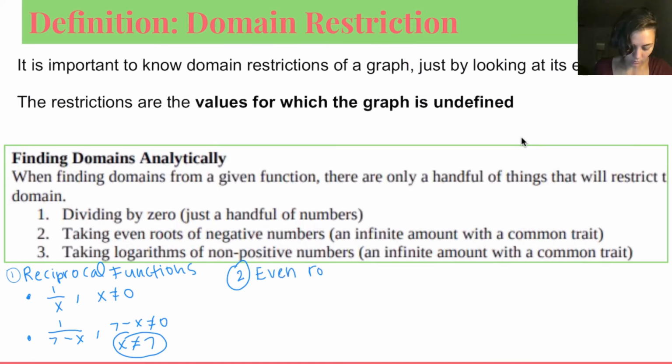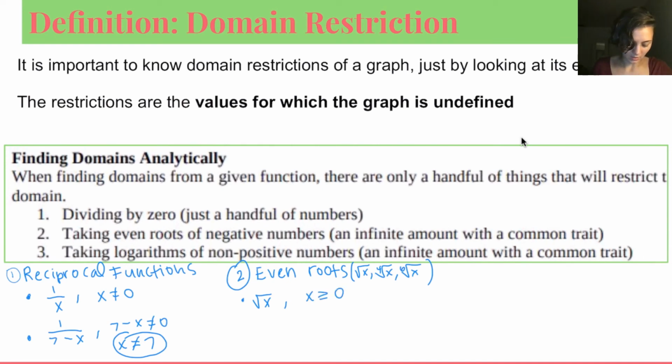So an even root would just be like the square root or the 4th root, right? Or the 6th root. You get the picture, any even root. And so if I have the square root of x, if I can't take the square root of a negative number, that means that my x value has to be greater than or equal to 0. So this would be my domain restriction. X is greater than or equal to 0.